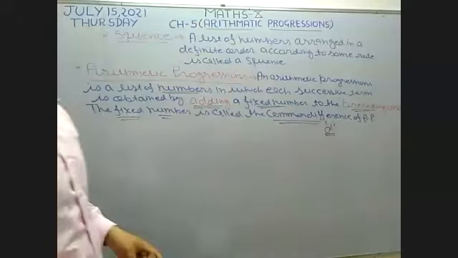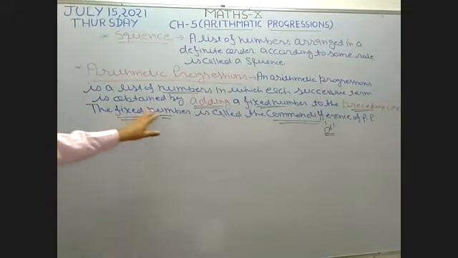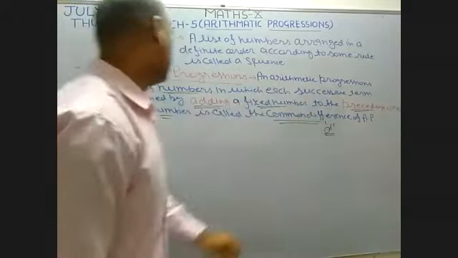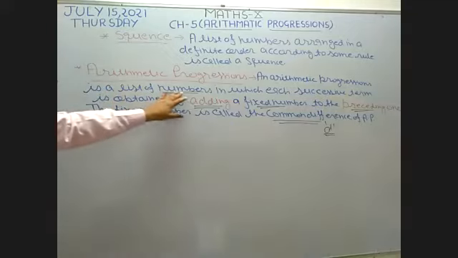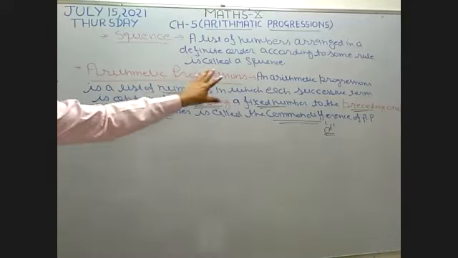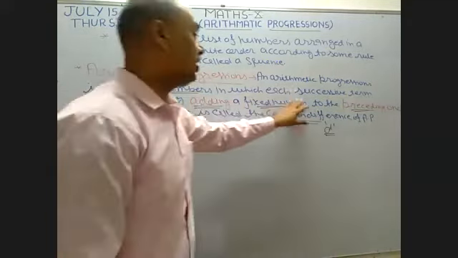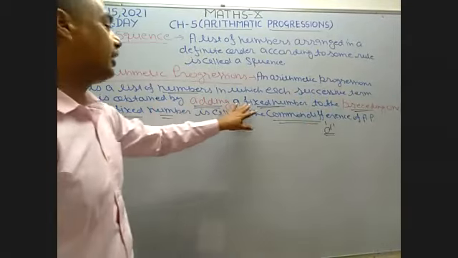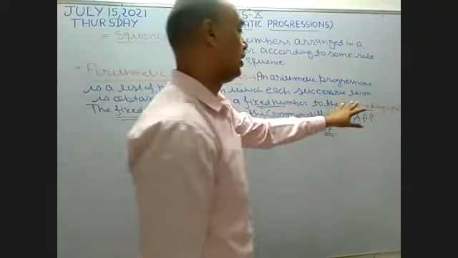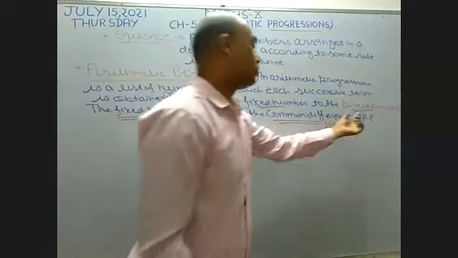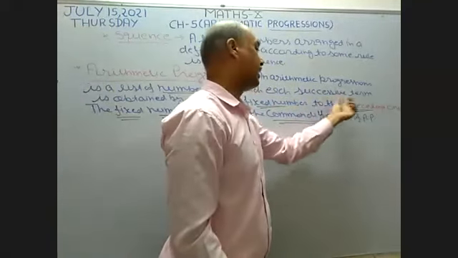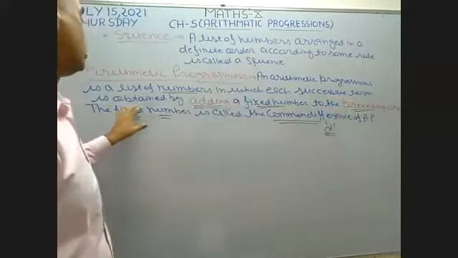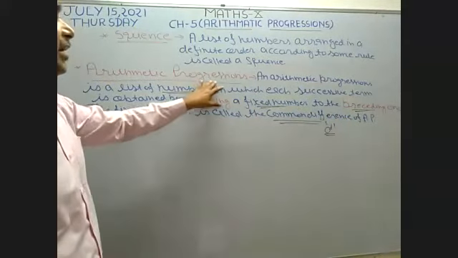I want to repeat this definition again. An arithmetic progression is a list of numbers, it means some list of numbers, in which each successive term is obtained by adding a fixed number to the preceding one. If we keep adding a fixed number to the preceding term, this produces an arithmetic progression.